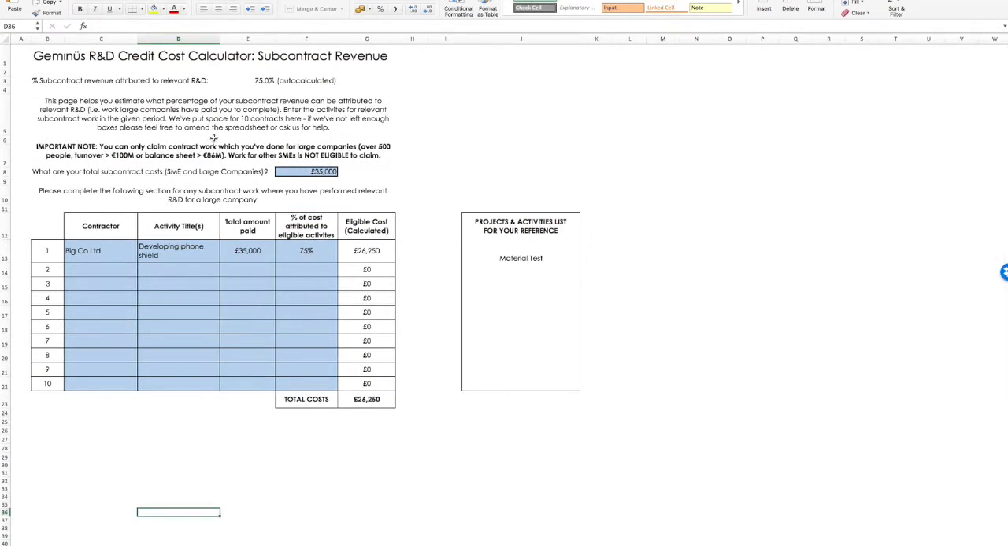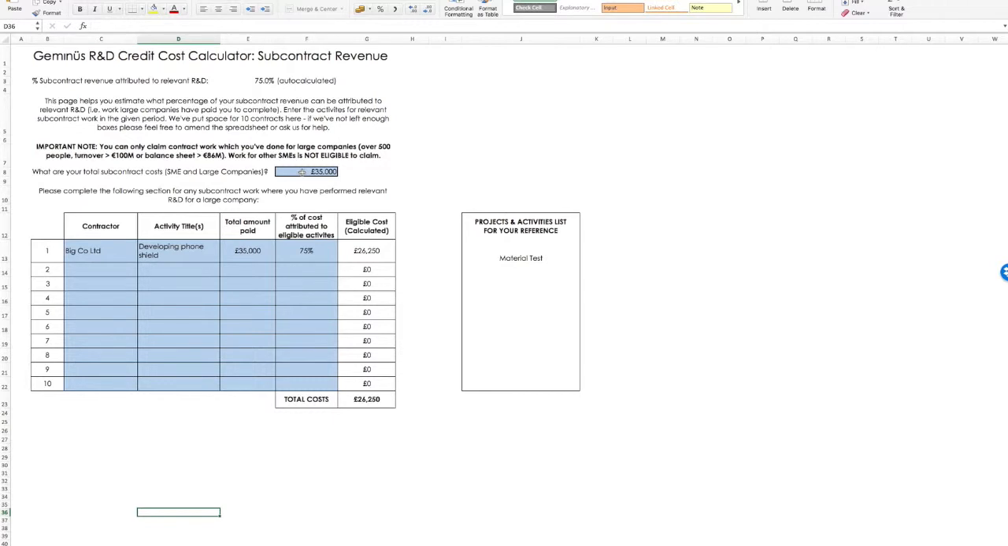The important thing to remember here is the rules of R&D tax credits are very, very clear in that you can only claim contract work which you've done for large companies which have over 500 people, turnover over 100 million euros, or balance sheet over 86 million euros. Now, there is a condition here to be aware of, and I'm going to give you an example.